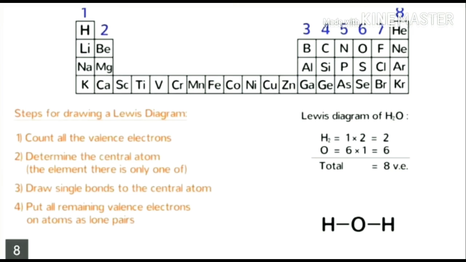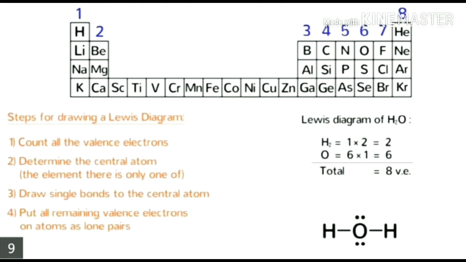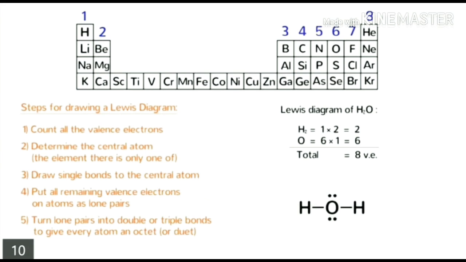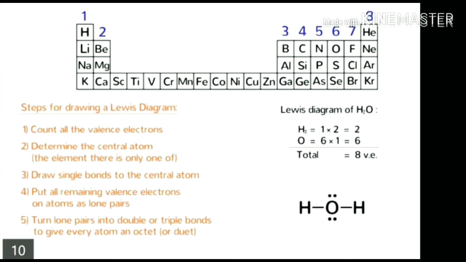It is shown there. Fourth step, put all remaining valence electrons on atoms as lone pairs. There are 4 remaining valence electrons and they go to oxygen because hydrogen can have only 2 valence electrons. The fifth step is to turn the lone pairs into double or triple bonds to give every atom an octet or duet. For this, there are 2 electrons on hydrogen and 8 electrons on oxygen, so the Lewis diagram is complete.